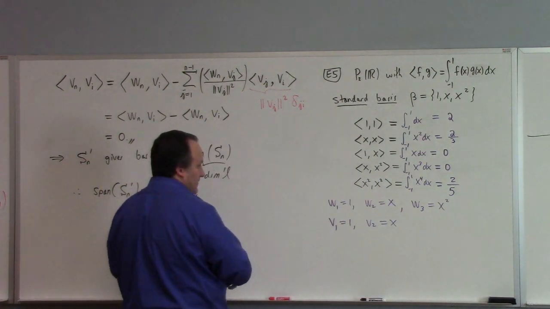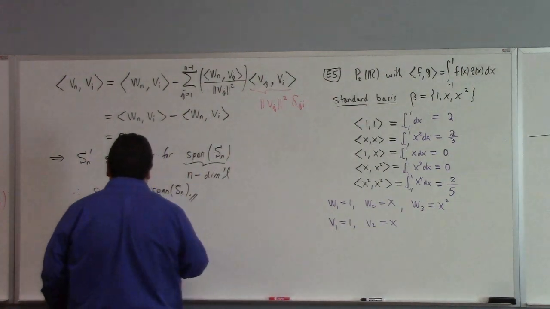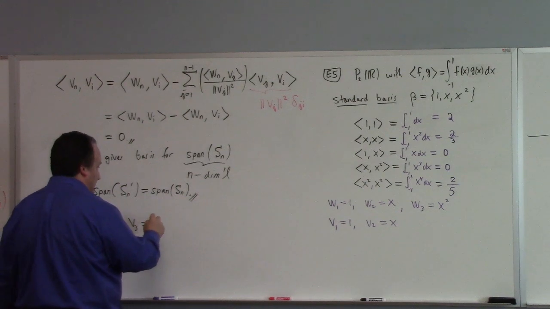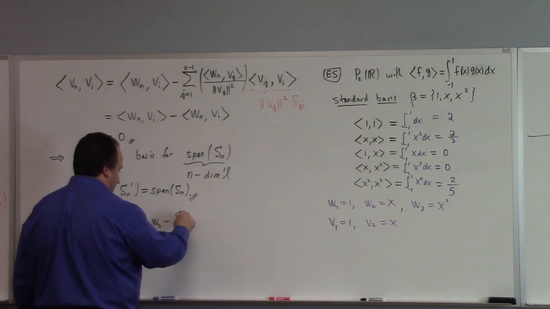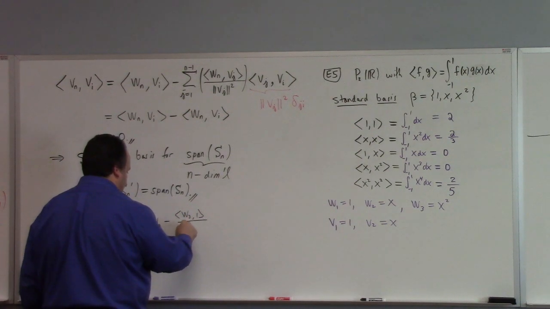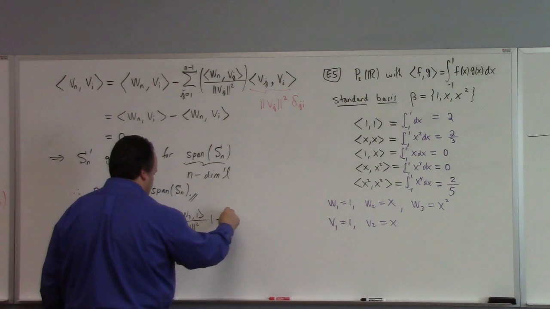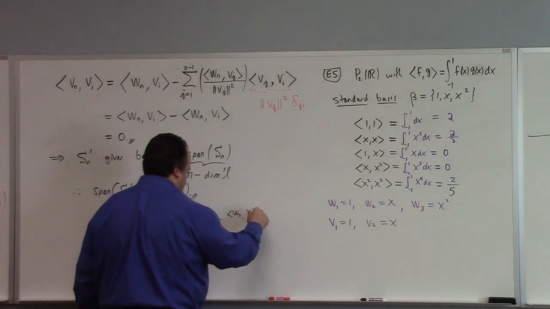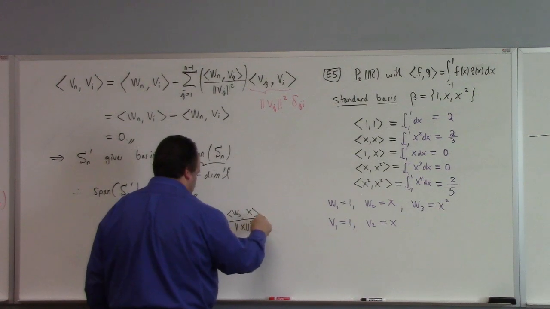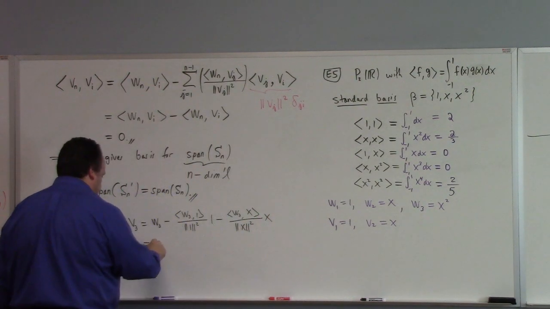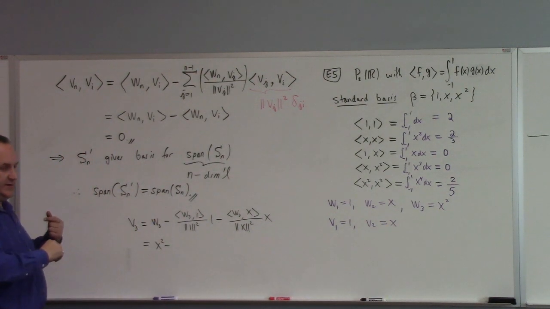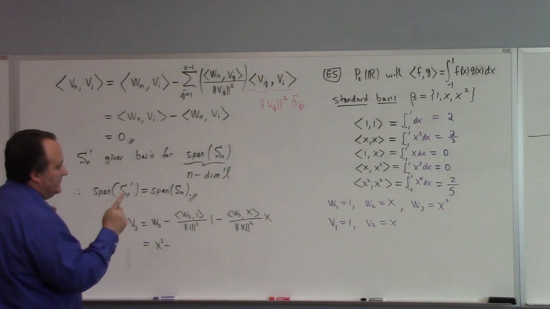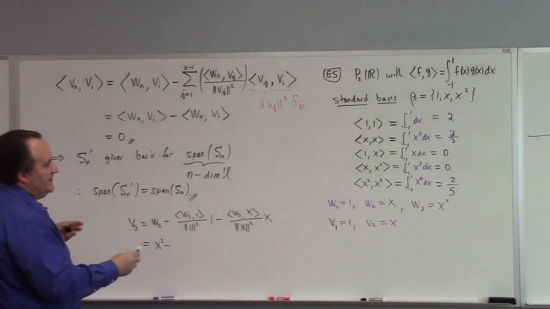All right, so V3, I guess I'll do it over here, I got more room. V3 is going to be W3, which is x squared. I'll write it out symbolically. So we get W3 minus the inner product of W3 with 1 divided by the length of 1 squared times 1, minus W3 inner product with x divided by the length of x squared times x. So that is x squared minus, what's the inner product of x squared with 1? Did I not do that?